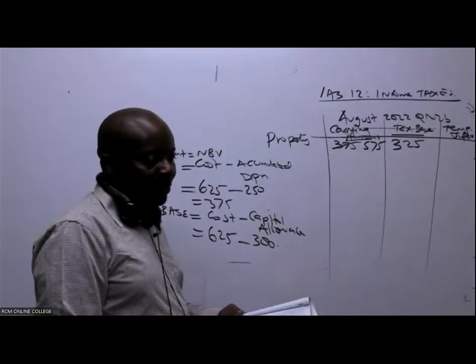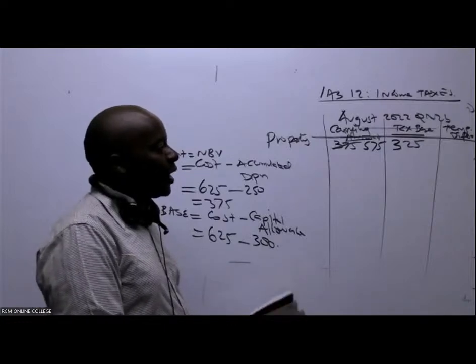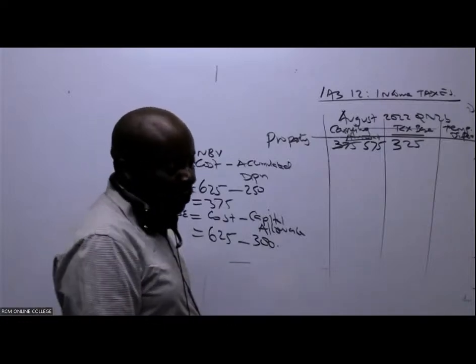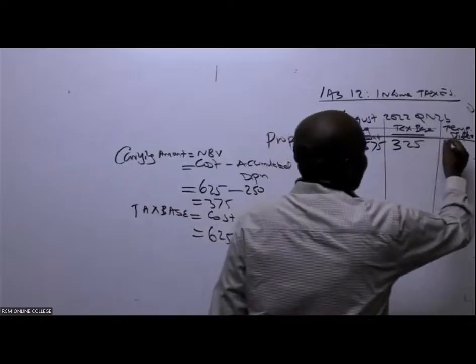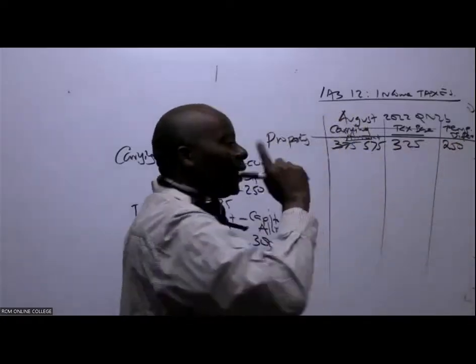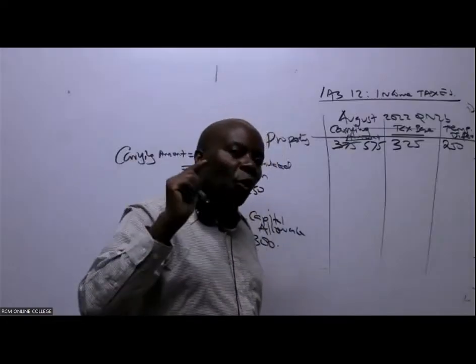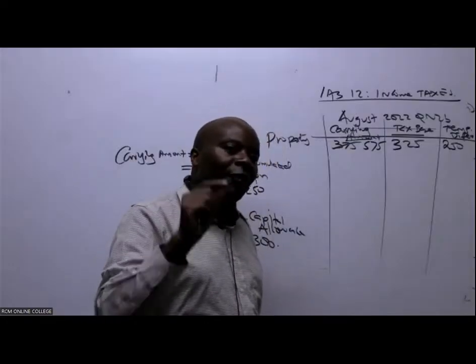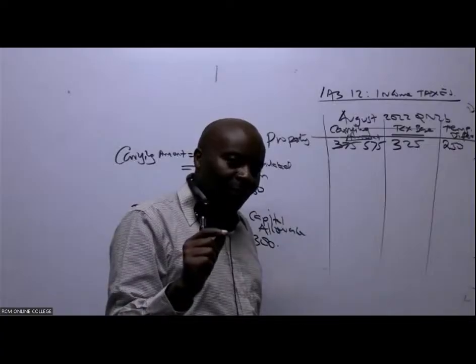Can somebody give me this temporary difference? 575 minus 325. So this one here, Mike is giving me a figure of 250. But at the back of our mind, we know that there is a working that will have to go to the deferred tax account.